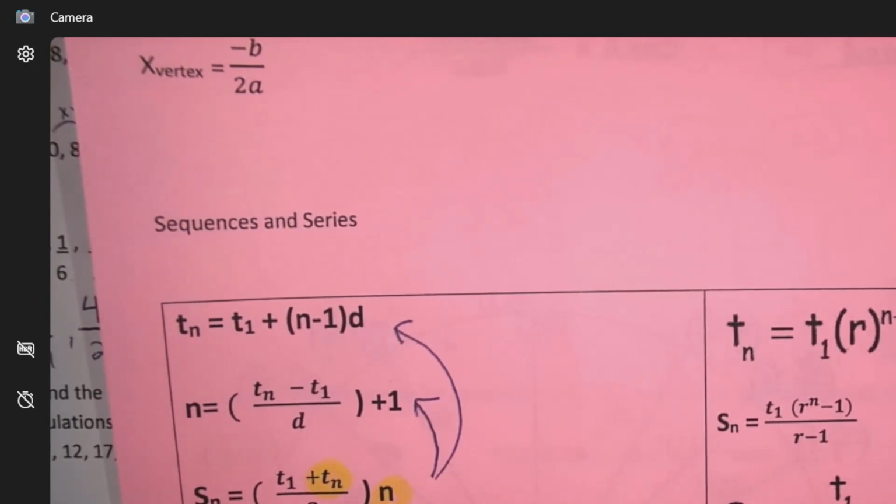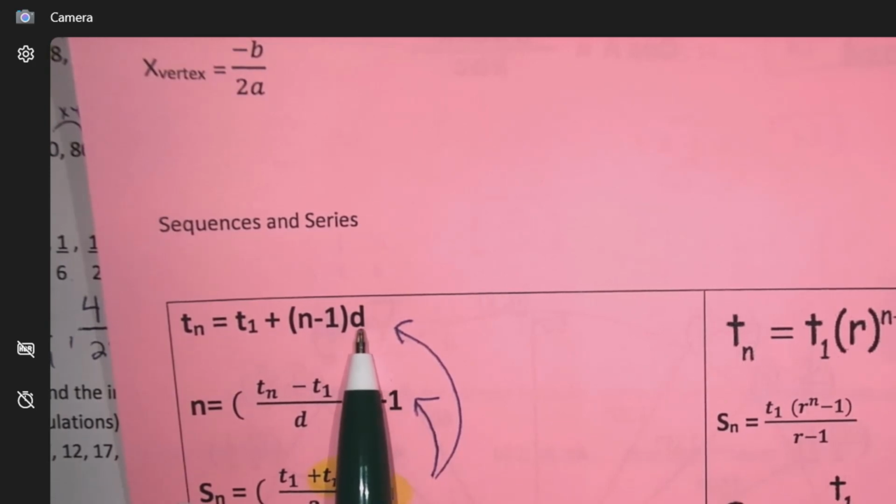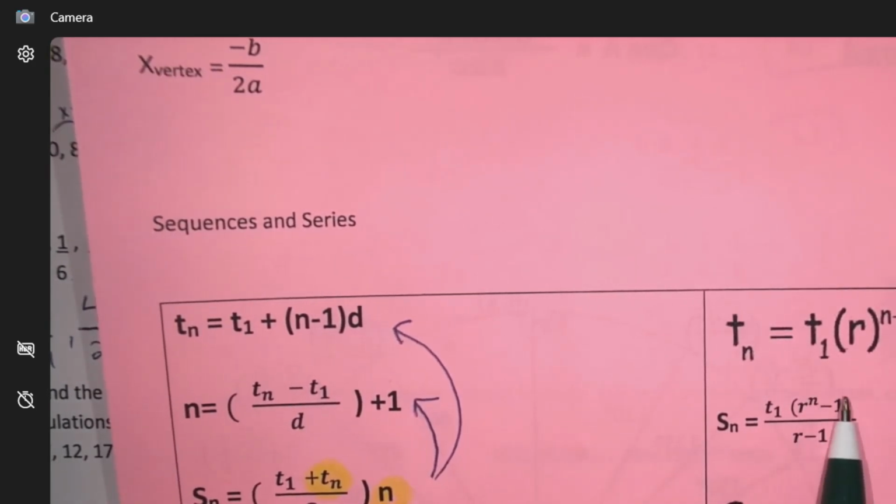How do I know if a formula is using arithmetic or geometric? Arithmetic has differences and geometric has ratios. Okay, that's how I know what's what.